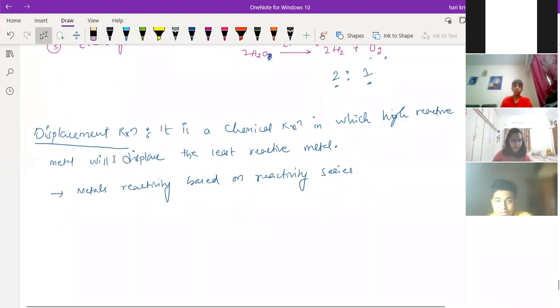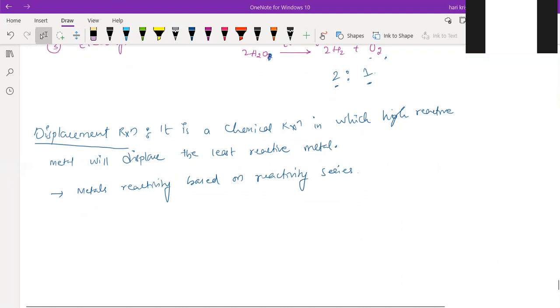Potassium. What is the first one? Is it potassium or lithium? Sir, lithium. No, sir, potassium. It will start with lithium, then potassium will come, okay? In the trick, I didn't mention lithium, but lithium is the most reactive.